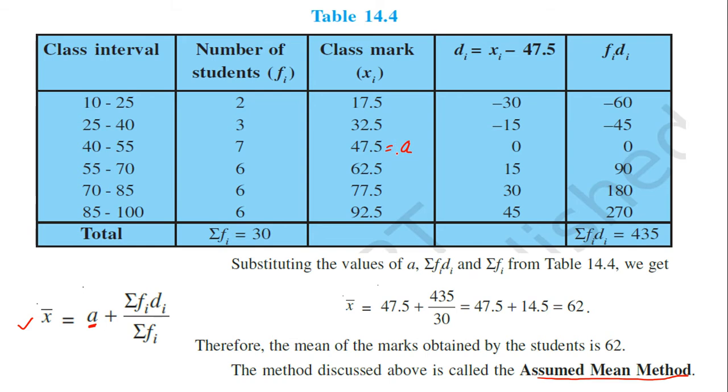So 17.5 minus a. Okay, a is 47.5 here. So 17.5 minus 47.5, then you say what will come? Minus 30 will come, obviously. Okay, so easy. Now same thing here also. 32.5 minus 47.5 gives minus 15, and 47.5 minus the same number, the same number will deduct from itself only. So what will come? 0. Okay, and the same thing again, 62.5 minus 47.5.